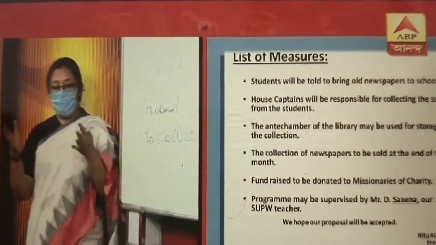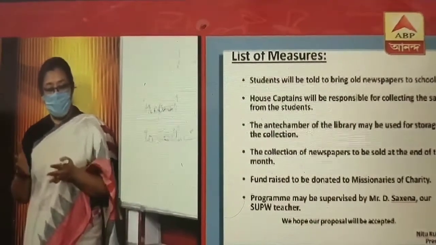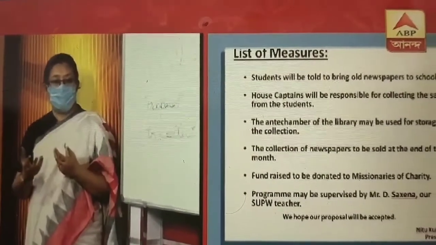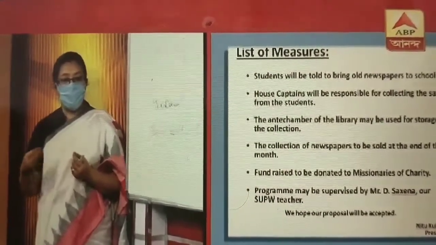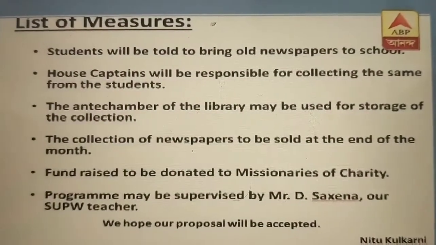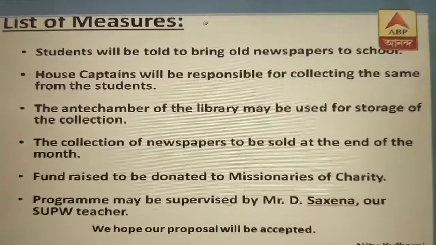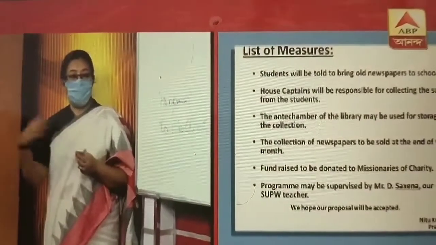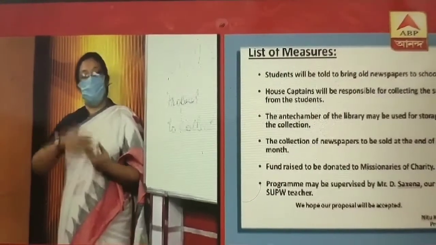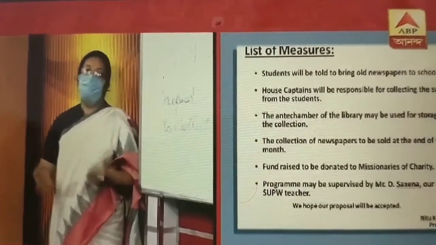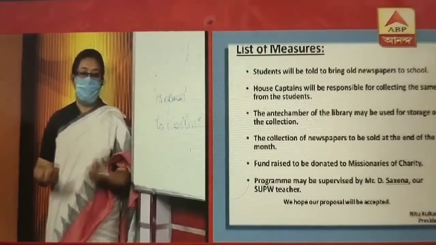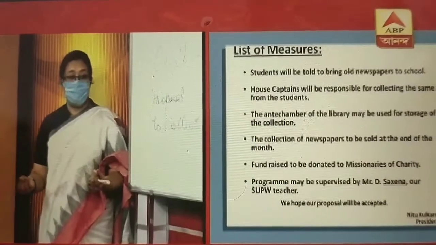Now the newspapers are sold. What has come to your hands? Funds. You have already decided on what to do with the funds. So the funds to be donated to the missionaries of charity. That is your next step. All right? So you are planning the next step. Once the funds are collected, the funds will be submitted to the missionaries of charity for welfare purpose. You can think something more. You can say food materials to be brought for the missionaries of charity with that fund. Even that you can write.